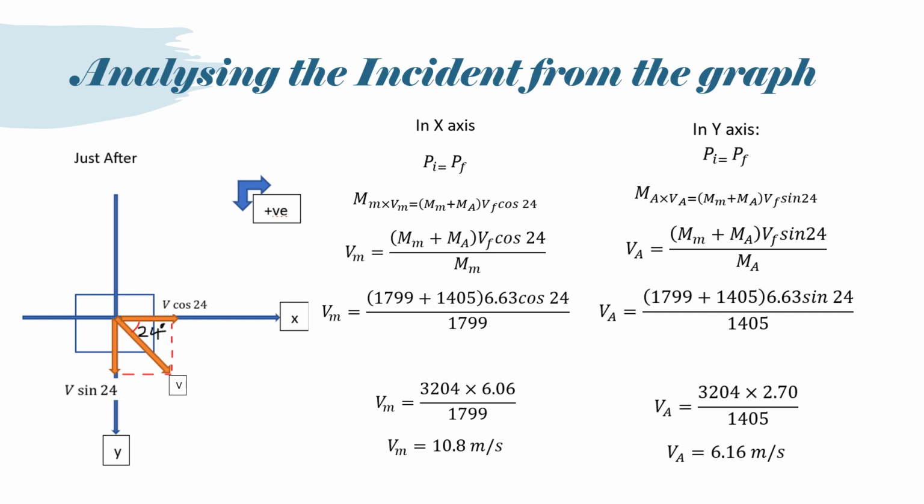So rearranging this for the velocity of unknown, that is, we don't know the velocity of Audi. So velocity of Audi will be the mass of two objects times the final velocity times sine 24 degree divided by the mass of Audi. So putting values to this equation, we get our velocity of Audi is 6.16 meters per second, which will mean that just before crashing, the velocity of Audi was 6.16 meters per second.